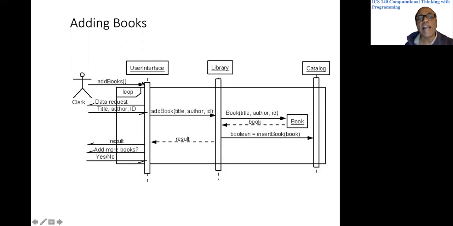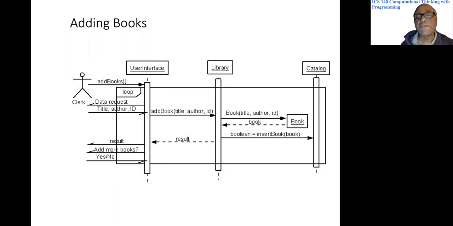You invoke the add books functionality. The user interface asks for the data. The clerk enters title, author, and ID. Then we invent a method called add book with title, author, and ID as parameters. This creates the book object, and that is inserted into the catalog. And the result is passed back to the clerk. So in that respect, things are very similar to add member.